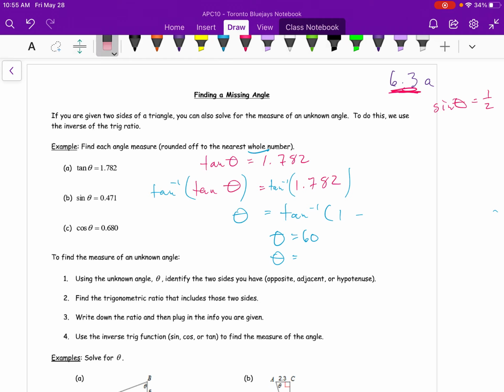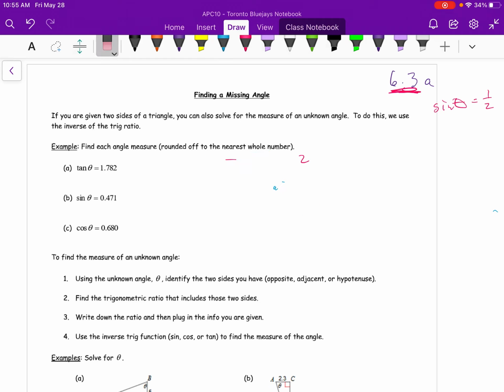Okay, I'm just going to erase all of this and take a look at sine. How about when sine theta is equal to 0.471? A lot of you probably developed these skills in previous years, and a lot of you might say you would just move sine over to the opposite side. Well, that is the trick. But really what you'd be doing is applying the inverse sine ratio to both sides.